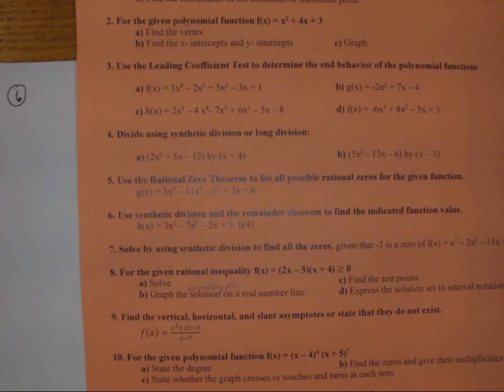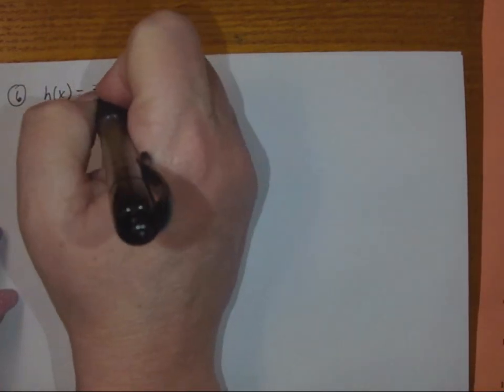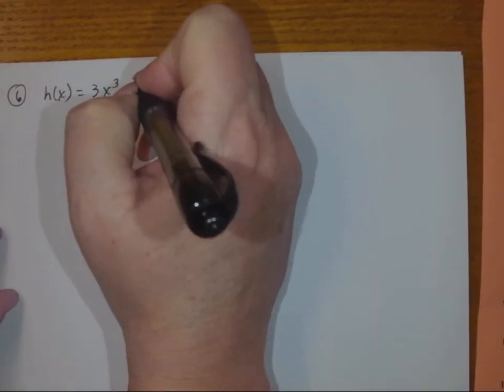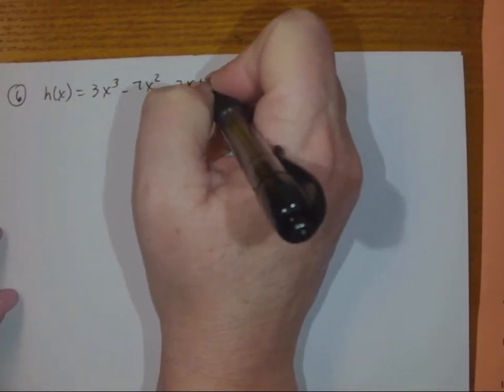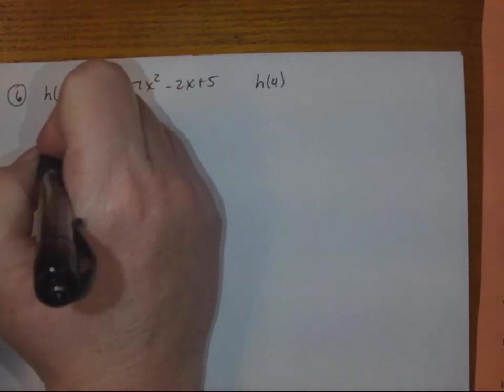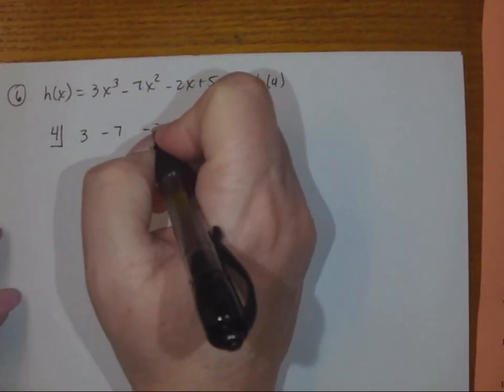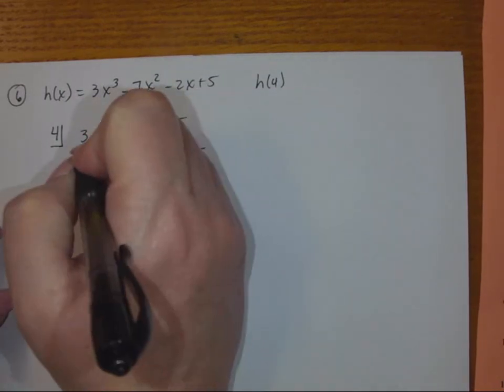All right, next question, number 6. We are asked to actually use synthetic division and the remainder theorem to find the indicated value. So we have h of x equals 3x cubed minus 7x squared minus 2x plus 5, and they want us to find h at 4. That means the 4 goes in our box just as it is given, and we'll bring down our coefficients: 3, negative 7, negative 2, and 5.